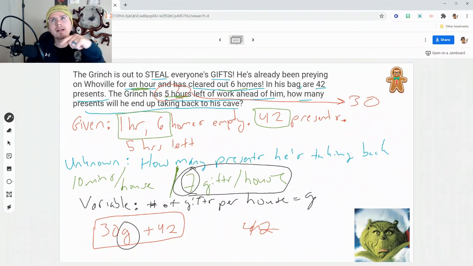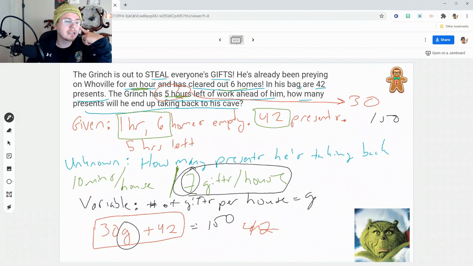I would have had to write this problem as: the Grinch brought back 150 presents. How many presents were at each house? And then I could have had 30G plus 42 equals 150. Solve for G. That would have told me the number of gifts per house. So I gave too much information away.